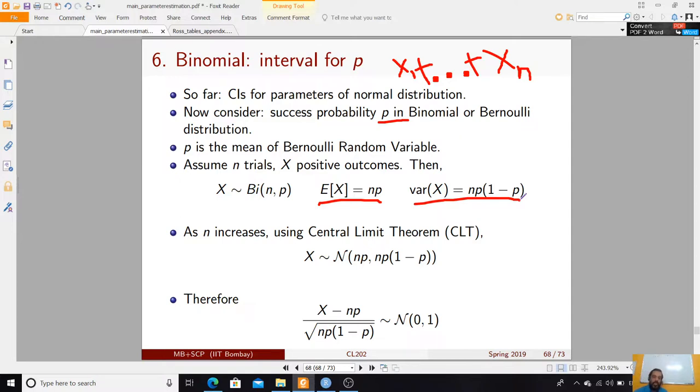Now we make this switch and connect this to a normal distribution, appealing to the central limit theorem: as n increases, the binomial variable x has a normal distribution with its mean being np, which you can see comes from here, and its variance being np into 1 minus p. So we will now stop using a binomial distribution and start approximating it using a normal distribution. Again, the standard trick: you subtract out the mean and divide by the standard deviation, and that is the unit normal distribution. So it becomes x minus np divided by the standard deviation, the square root of np into 1 minus p.